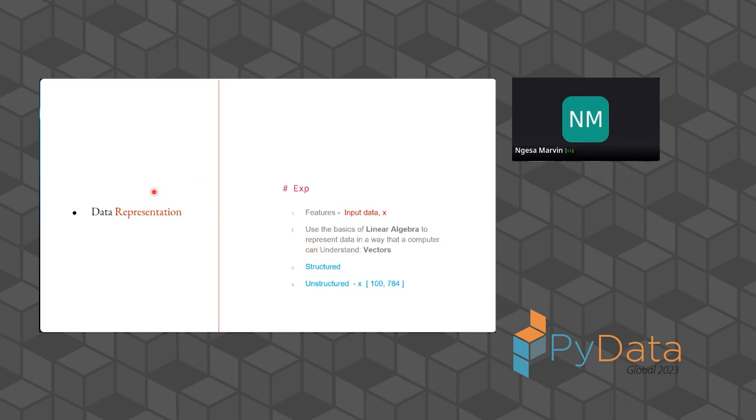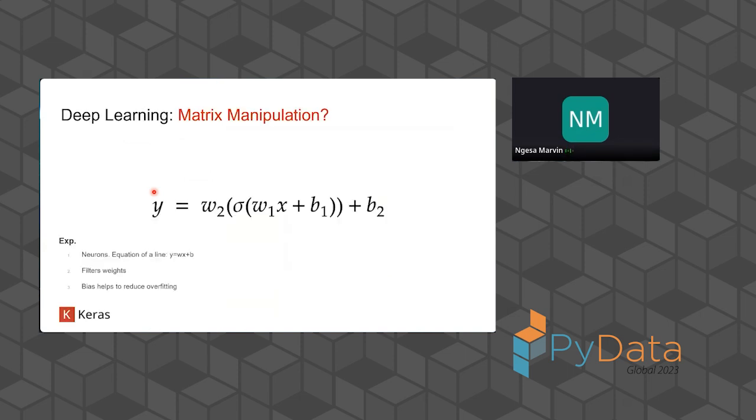That takes us into something called data representation. There's a way that you can represent different types of data. Of course, you have structured data, and then you also have unstructured data. Structured data is the data that you have in a table, with rows and columns. But unstructured data is data like images, videos, and audio. So there are different ways in which you can represent this data. And then, of course, you'll be using things like linear algebra to understand and represent these images.